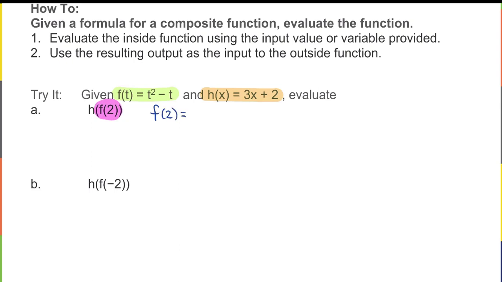So that is where we take the function f of t and we rewrite it, t squared minus t, and everywhere we had a t we're going to insert 2 inside parentheses, and then we're just going to solve it. So f of 2 equals 2 squared, which is 4, minus 2, which is 2. So f of 2 equals 2. What that means now is we're going to replace f of 2 with what it equals. It equals 2, and we're going to find h of 2.